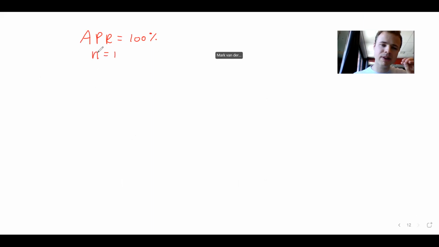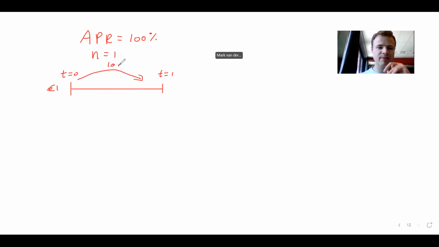N will be the number of interest payments in a year. So here I assume that I only pay the interest once. How it then looks is as follows. Here you have T0 and here you have T1. Let's say that I start with 1 euro. That means that I will get 100% for this whole year.